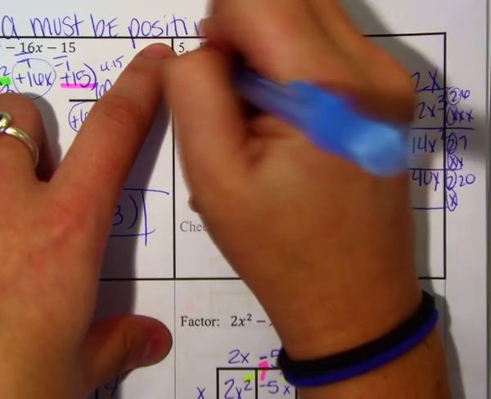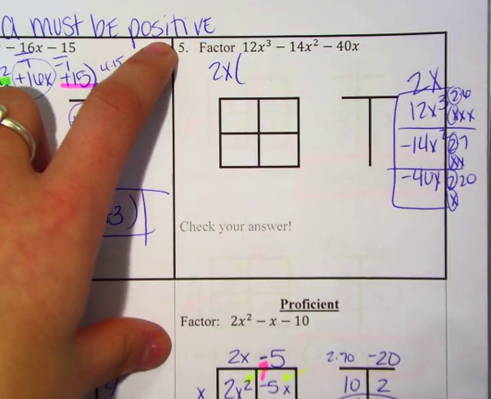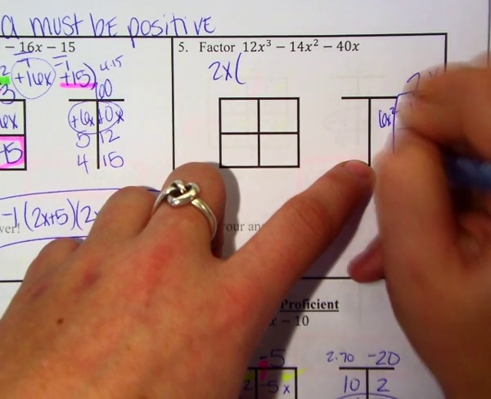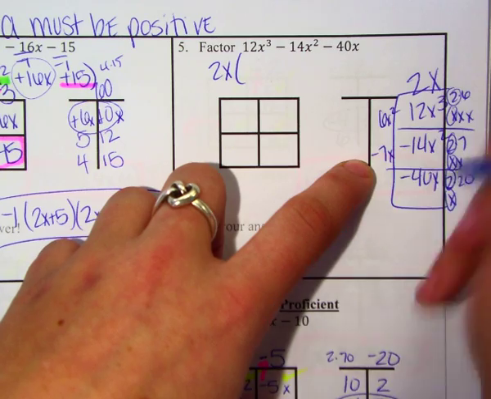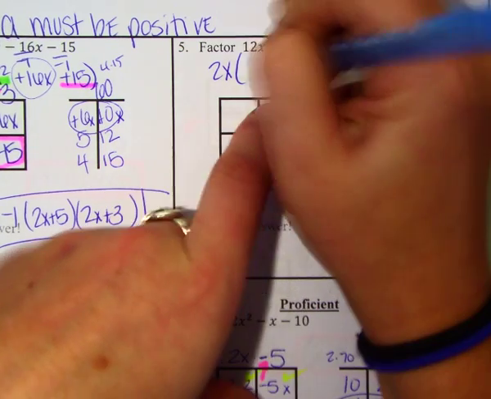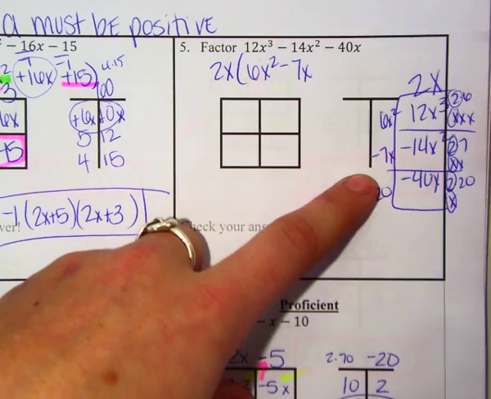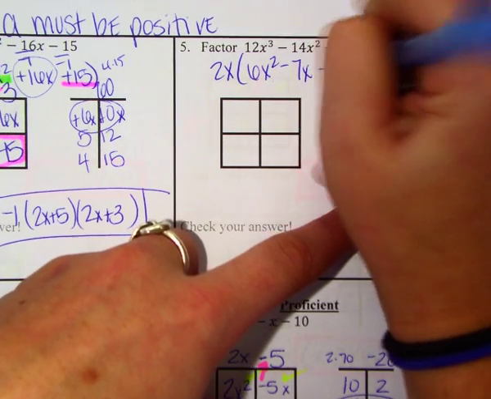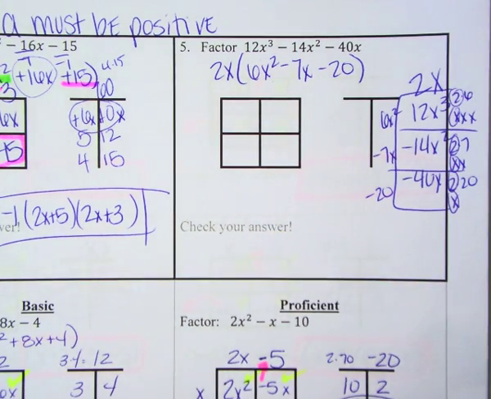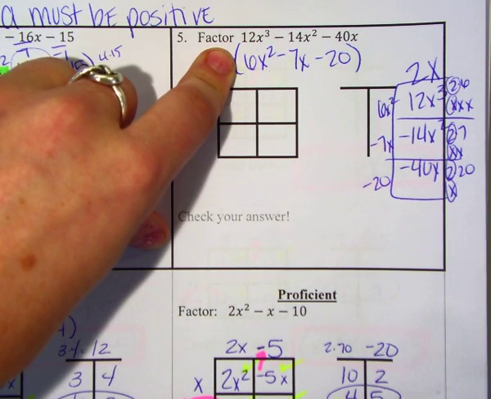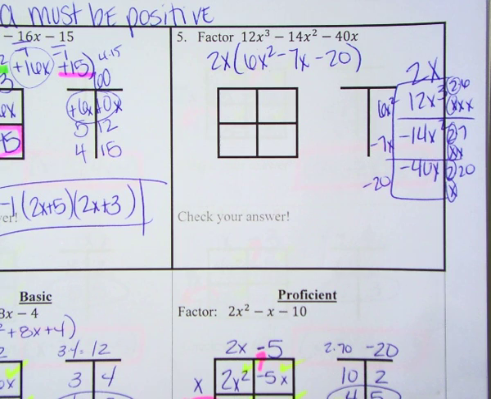So we know that this is going to be 2x times the quantity. So this will be 6x squared, this will be -7x, and then -20. 6x squared minus 7x minus 20. Now what you're actually factoring is 6x squared minus 7x minus 20. Feel free to check the answer key if you need to see what the answer is.